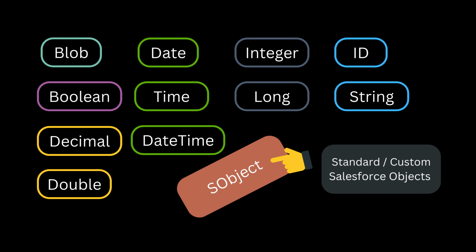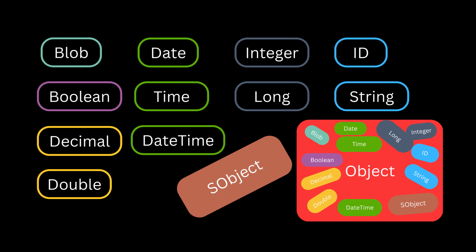S-object. This data type is specific to Apex programming. It can hold information about any record, whether it be a standard or custom S-object. Each data type we discussed until now can be represented as object data type. Because Apex is an object-oriented programming language, every data type within the language is by default of type object.